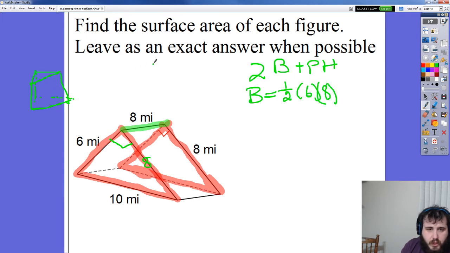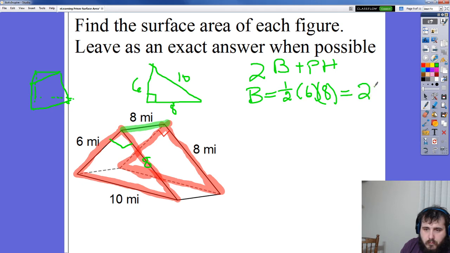If it helps you, you can actually draw the triangle out separately. I don't know if it does. Sometimes it helps me. Look, here's your base and height along the right angle, 6 and 8. Your perimeter, we're going to add up all the sides: 6 plus 8 plus 10.